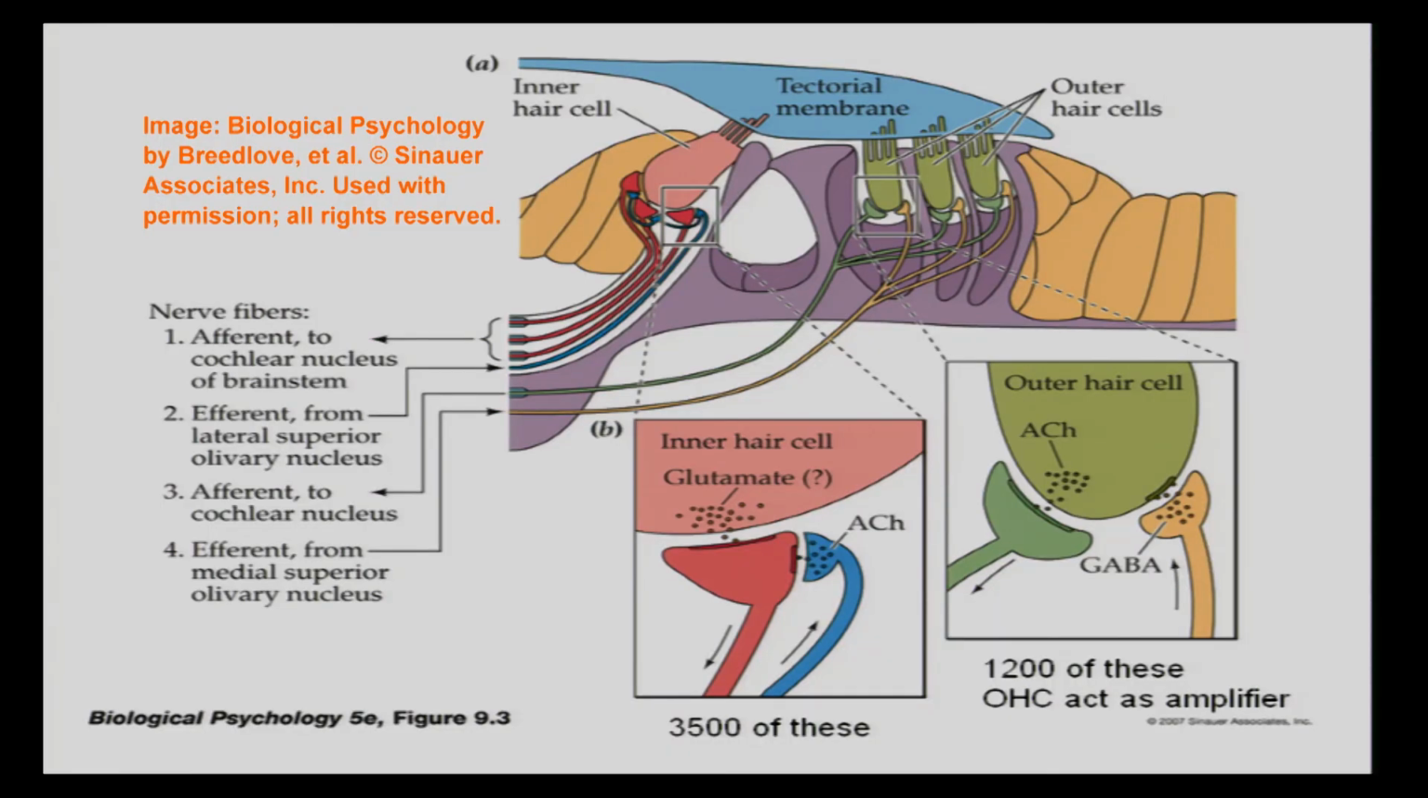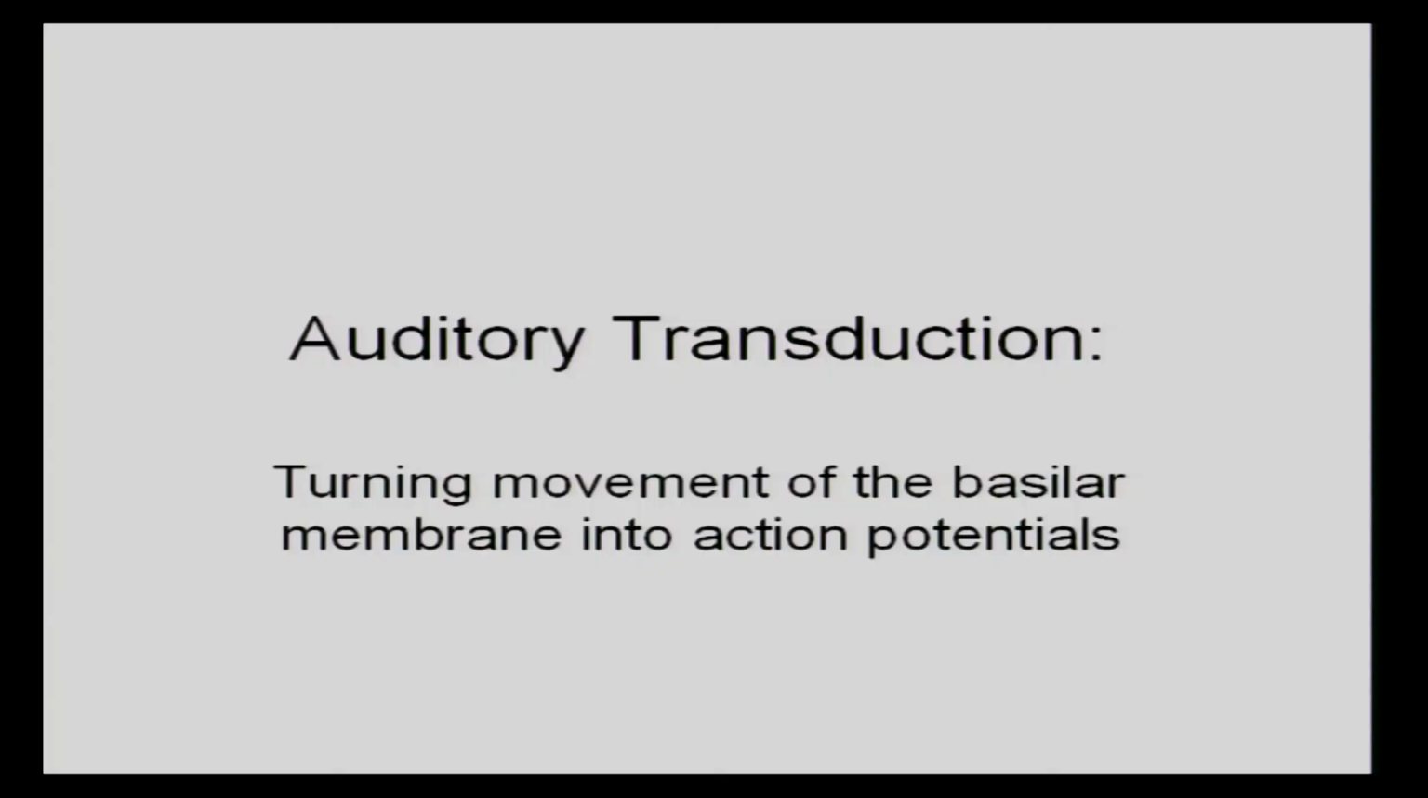Now we want to look at the exact transmission or translation of this basilar membrane vibrating into action potentials. How exactly does that happen? And this is actually also very, very cool. It's like a feat of engineering, similar to the visual system. Auditory transduction, turning movement of the basilar membrane into action potentials. Okay, remember, only certain parts of the basilar membrane are actually going to move in response to certain frequencies of sound. And the key here are these hair cells.